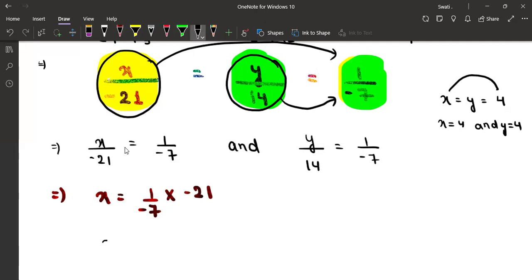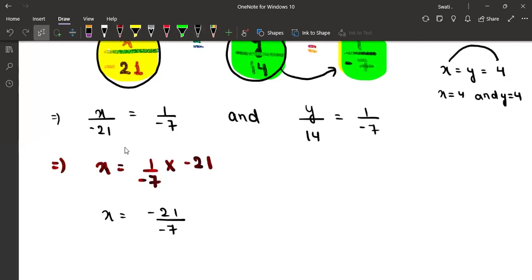Now let's simplify this. So what will be x? x will become 1 into -21 will be -21 upon -7 as it is. Now can you not tell me what will be the value of x? Because you know how to solve this. Minus and minus get cancelled from each other. Very good. So what is the answer then? 3. Correct, right? So that is our x. We got the value of x.